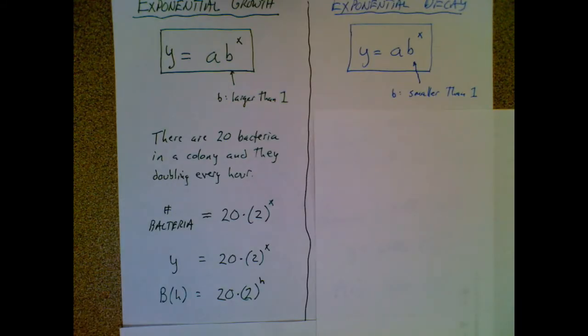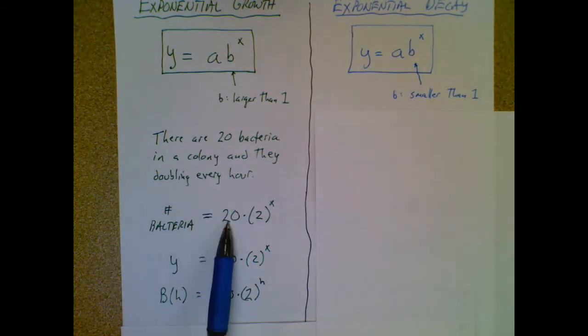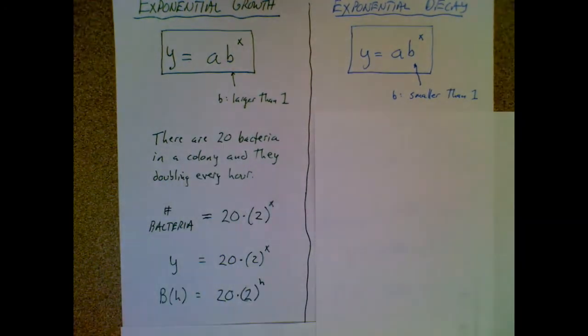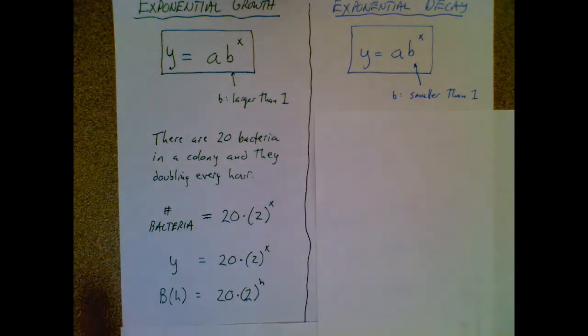So with this example in the green, I have a situation about 20 bacteria in a colony, and they're doubling every hour. It's going to take a little practice to get used to turning these words into equations, but basically 20 is the starting value, the a, and the growth rate is this. They're doubling every hour, so that means you're multiplying by 2 every hour. So you could write the equation this way. If you like just y's and x's, you can write it that way, or good old function notation, the number of bacteria at any given hour, and then you use h as your variable.